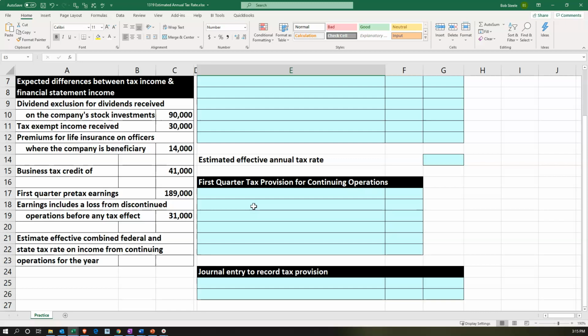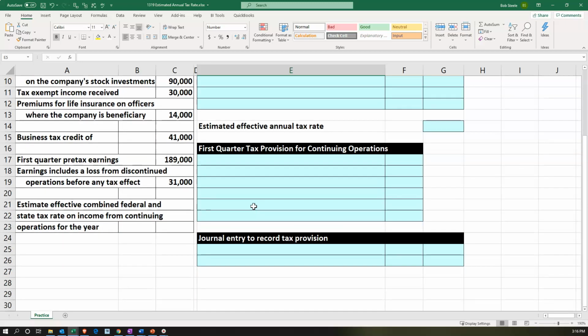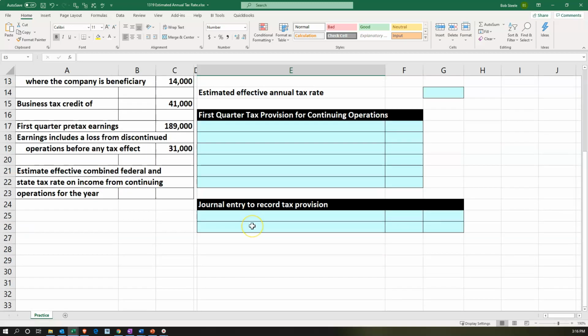So when we think about the taxes that we're going to apply for the quarter or interim periods, we have to annualize things to some extent because, of course, the taxes will change based on the level of income. So we're going to have to figure out what the annual rate would be and then figure out the taxes for the quarter. Then we'll take a look at a journal entry to record the tax provision.